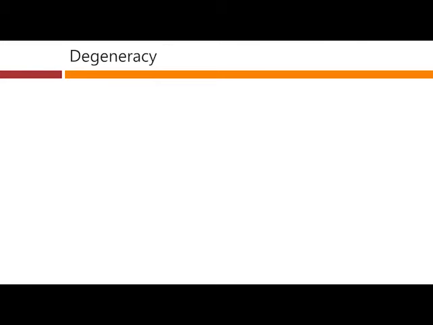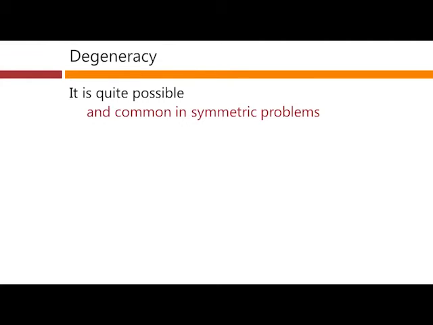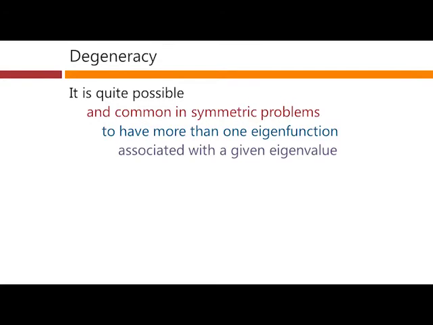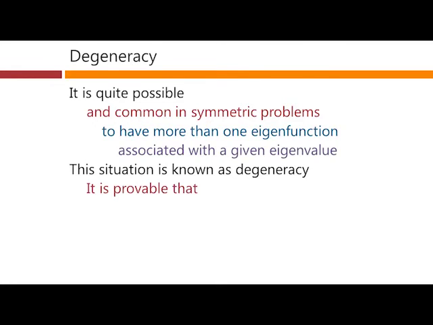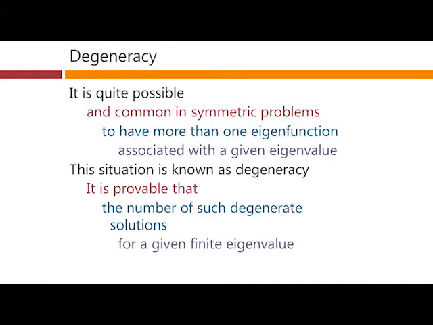Sometimes in quantum mechanics, we come across this concept of degeneracy, and it's quite possible, especially in symmetric problems, to have more than one eigenfunction associated with a given eigenvalue. And this situation is known as degeneracy. It is provable, however, that the number of such degenerate solutions is always finite for a given finite eigenvalue. So we will come across this degeneracy, and I've not dealt with it here because it's slightly more subtle to deal with what happens with orthogonality in the case of degeneracy, and we may come back to that later on.